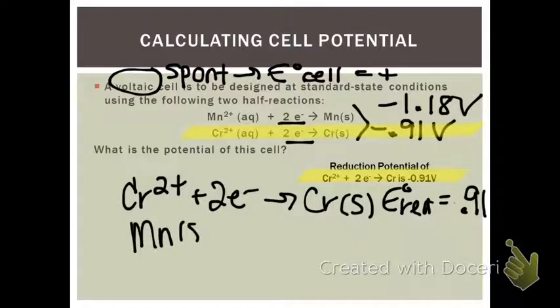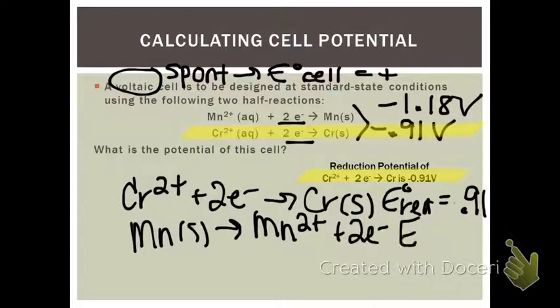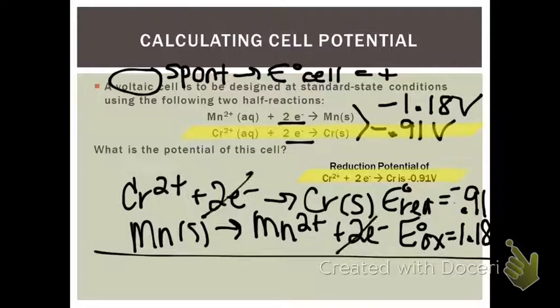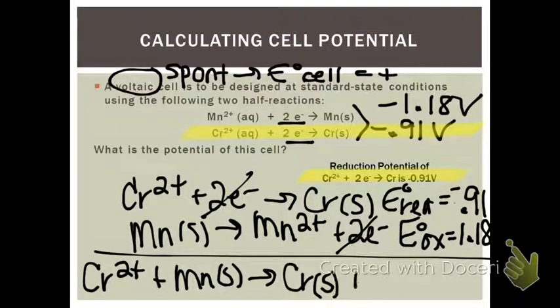So I'm going to have Mn solid becomes Mn2+ plus 2 electrons. And its oxidation now, since I flipped it, is 1.18 volts. And then I'm going to add them up. So cross off the electrons. My overall reaction, if asked, would be Cr2+ plus Mn solid makes Cr solid plus Mn2+. If asked, you're not right now, but if asked. And then I add up negative 0.91 plus 1.18 volts, and I get E naught cell is 0.27 volts. And then I'm done.